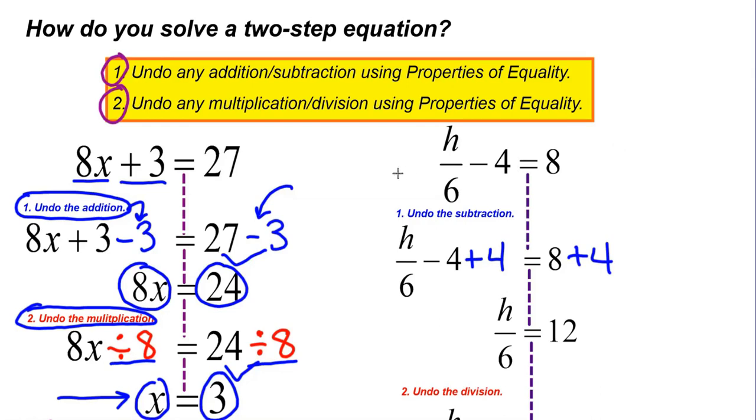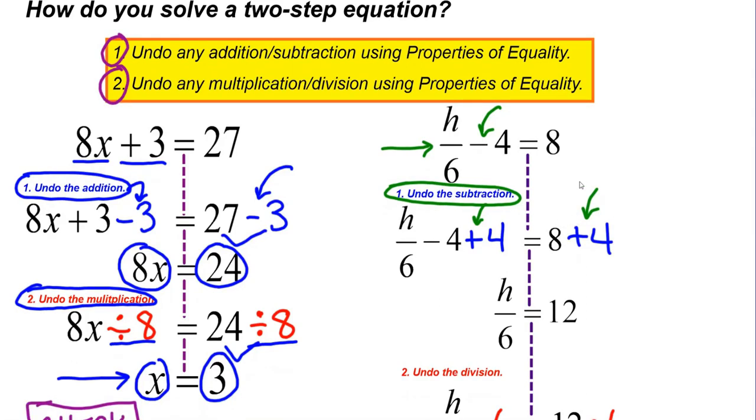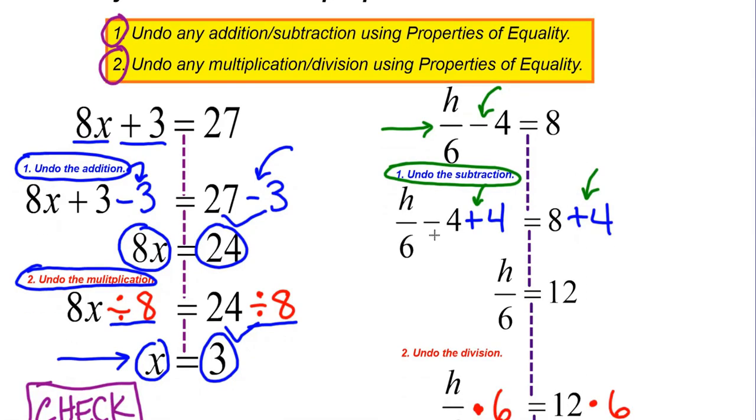Here we have two operations. We have division and we have subtraction. So we're going to undo the subtraction first. And the opposite of subtracting is adding. So the opposite of subtracting 4 would be adding 4. So I added 4 to both sides of this equation. And h divided by 6 minus 4 plus 4 is just h divided by 6.